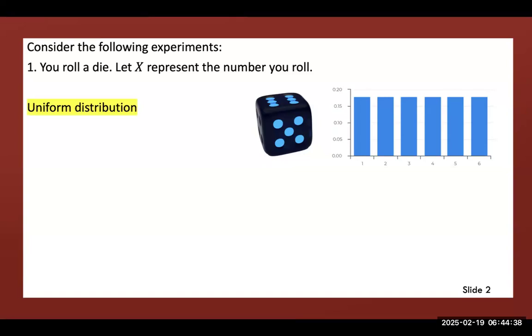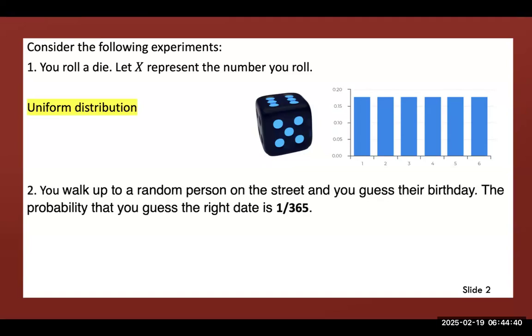Let's see some more examples of uniform distributions. So if you walk up to a random person on the street and you guess their birthday, without any other information, you're just guessing their birthday, the probability that you guess the right date is 1 out of 365. So if we make a bar graph with all the different dates, all of the bars would have the same height because they all have the same chance of being chosen or being that person's birthday.